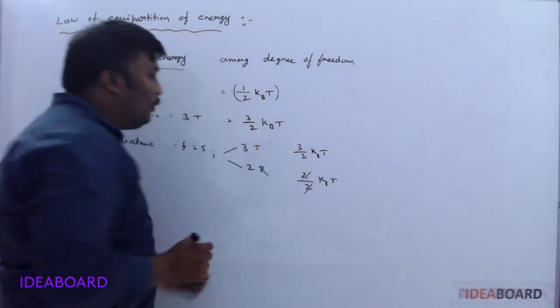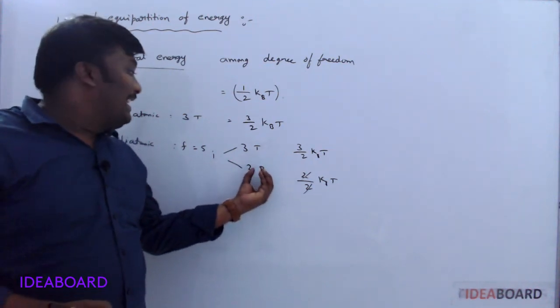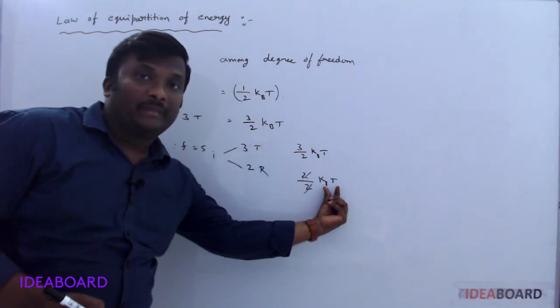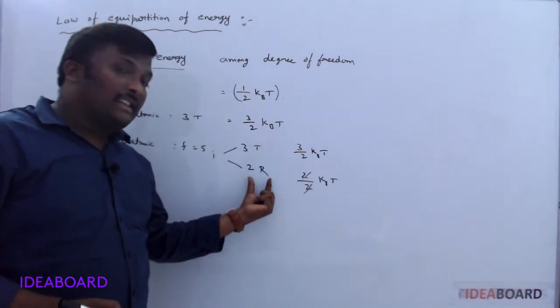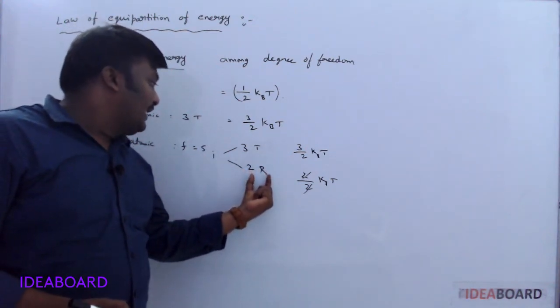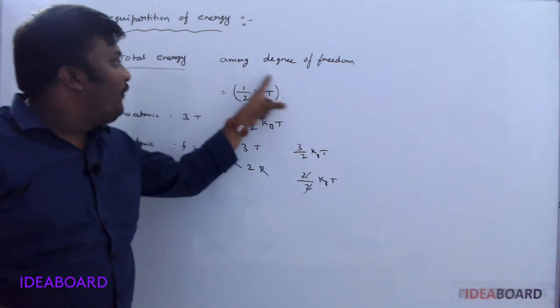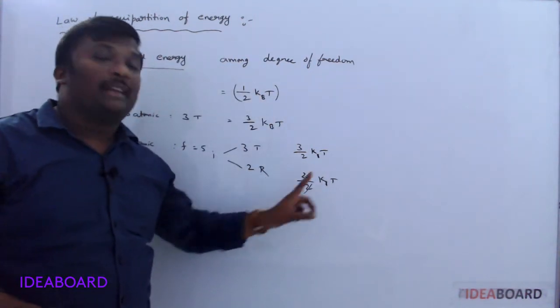So individually if I want the rotational kinetic energy, the value is nothing but kBT only, because it has 2 rotational degrees of freedom. Due to the 2 rotational degrees of freedom, each degree of freedom has energy of half kBT. So we multiply by 2, then kBT only comes.